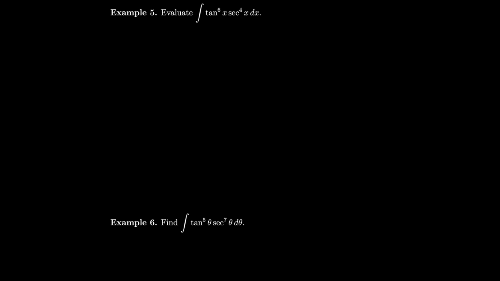Let's do an example. We've got the integral of tangent to the 6th, secant to the 4th. And that's going to be equal to the integral of tangent to the 6th. And then, like I said, we've got an even power of secant here. So how about we pull out a secant squared? And that way we'll be able to have a derivative of tangent inside of our integral. So I rewrite secant to the 4th as secant squared times secant squared.